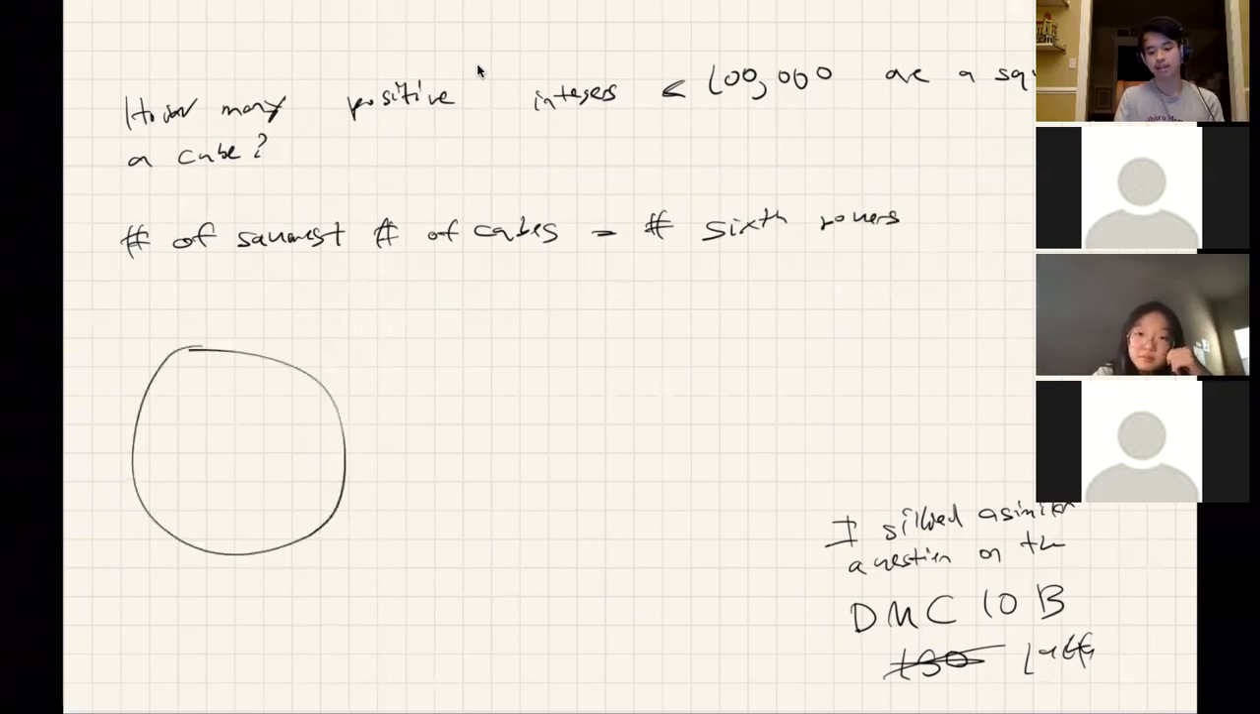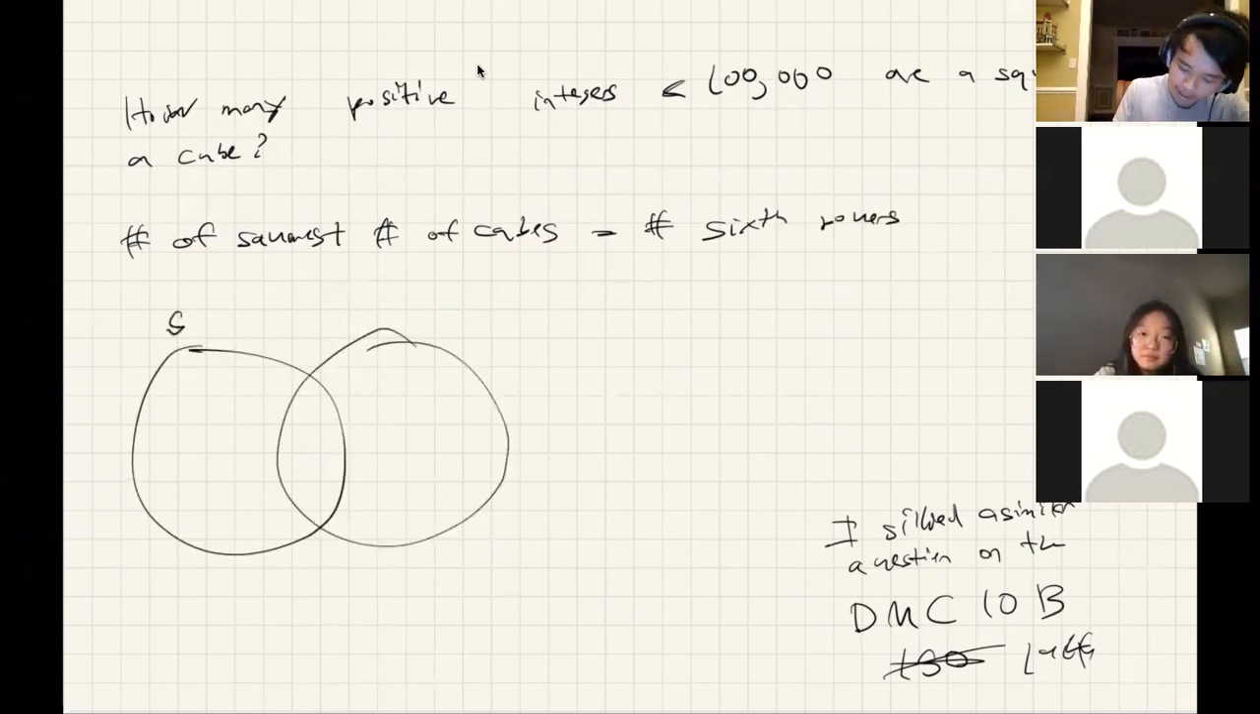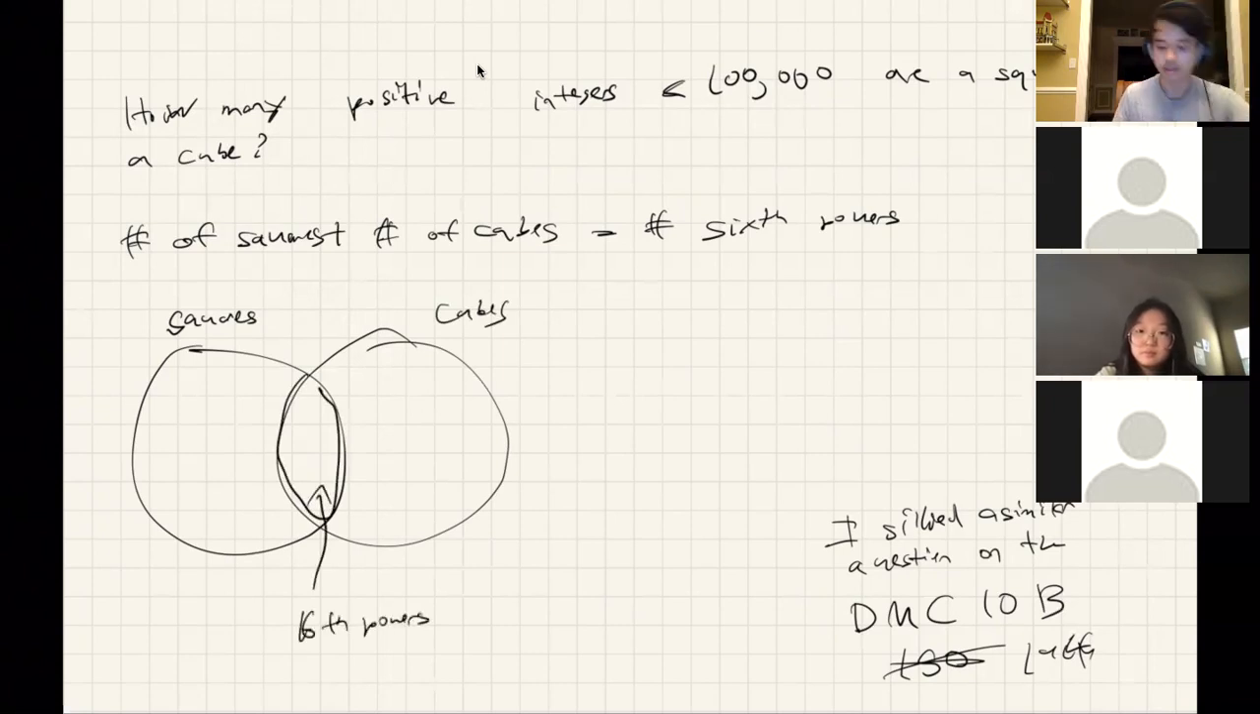So you can think of it as like a Venn diagram, right? So we have the squares, you have the cubes. In this intersection, you have the sixth powers. So you want to count everything exactly once. To do this, you count the number of squares plus the number of cubes. Then you subtract back the number of sixth powers, and then you would have everything counted exactly once in your final count.